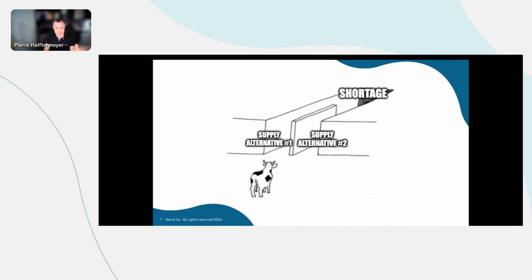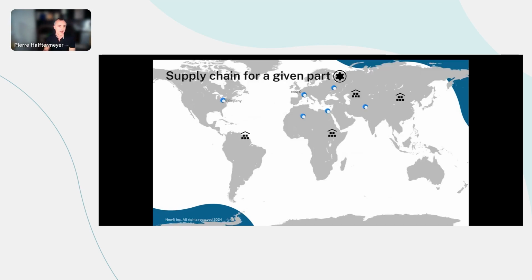So sometimes alternatives and security are an illusion, like in the meme. We have two alternatives, but the shortage is at the end of both paths. An example: we are at rank 0, and we want to have a vision of our supply chain.